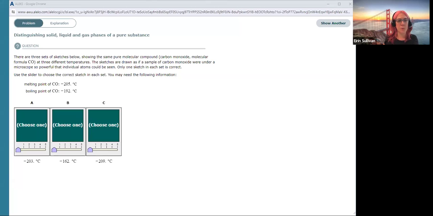Okay, this topic is distinguishing solid, liquid, and gas phases of a pure substance. So this is getting us used to the idea of how we represent solids, liquids, and gases on the atomic level, like if we could actually see atoms.